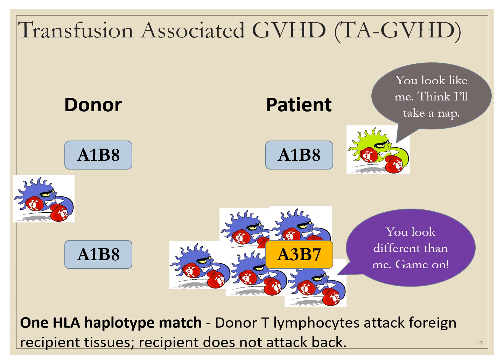Transfusion-associated graft versus host disease occurs when there's a one HLA haplotype match between the donor and the recipient. So the donor T lymphocytes attack the foreign recipient tissues. The recipient does not attack back. This is usually in immunocompromised patients. This is why units with common HLA types from family members must be irradiated prior to transfusion.